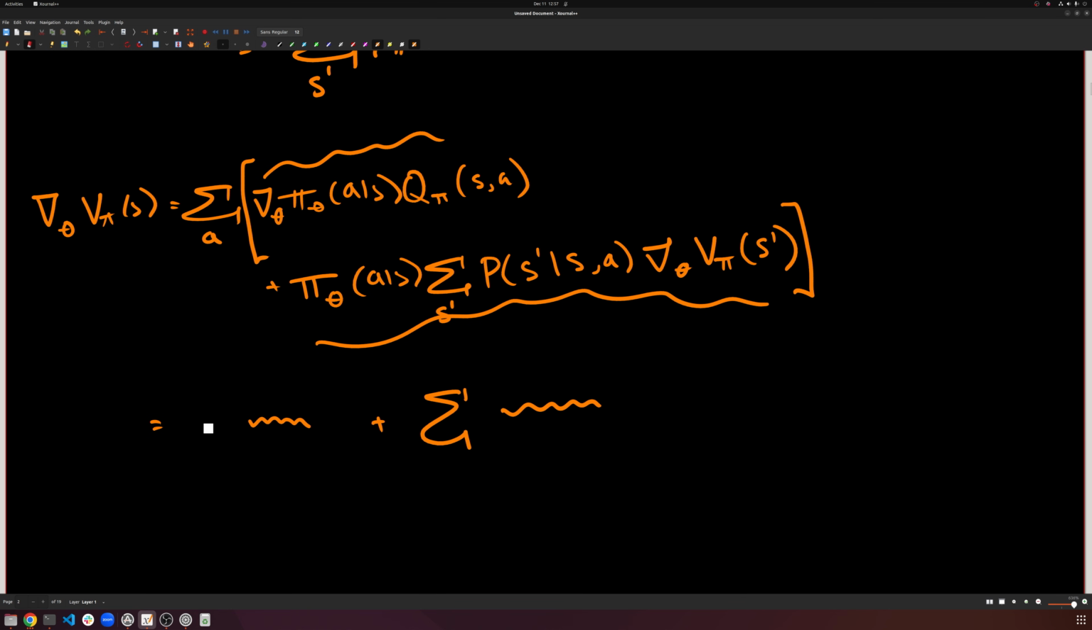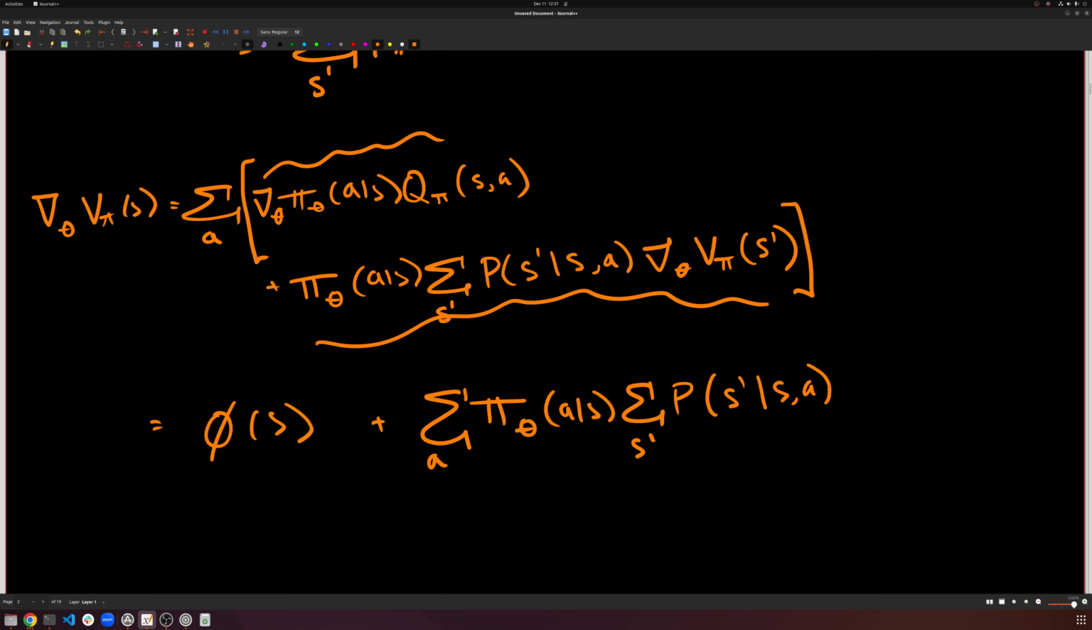And so really, if we simplify it, if we want to do shorthand, we'll have to do the, not Q, but phi s plus the sum over the actions. We need to make sure we keep the sum, right? The sum distributes. And then we'll have pi theta, a given s, and then we'll have another sum over s prime, and then everything we had from before. So probability, s prime given s a, and then our gradient of the value function at the next state. There we go. Okay, so that's our shorthand, right?